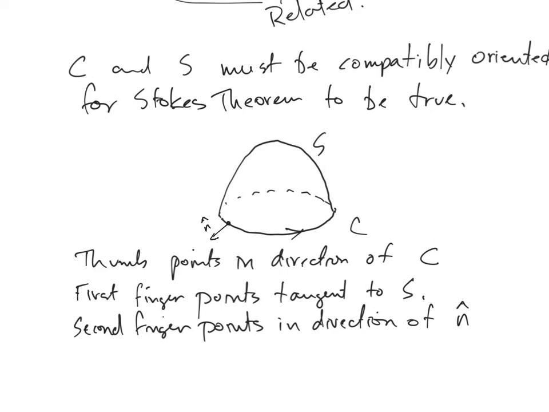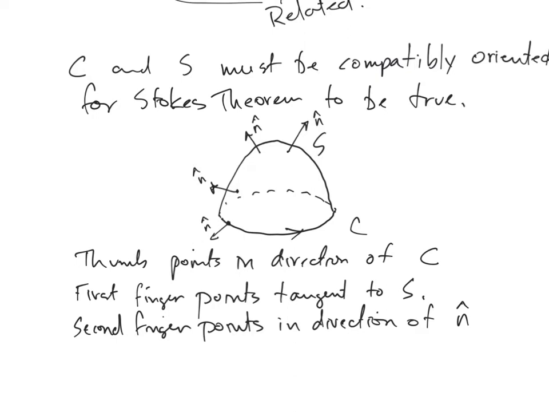Of course, if I go higher up on the bowl here, n hat always has to be perpendicular to that surface. So up here, it's going to be pointing out like this. Up here, it's going to be pointing out like this. It's always perpendicular to the surface. Everybody got the right-hand rule? Thumb points in the direction of C. First finger points tangent to the surface. Second finger points in the direction of n hat.